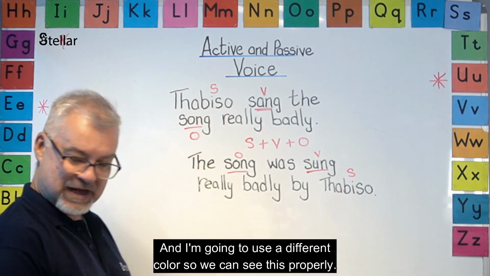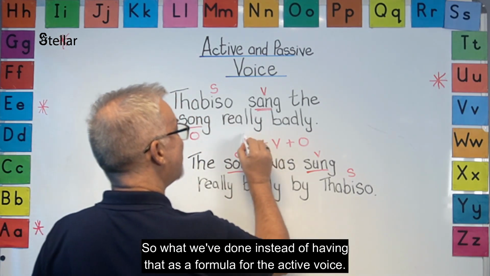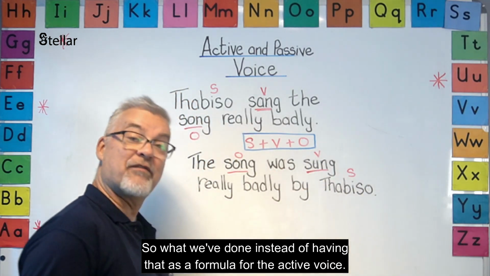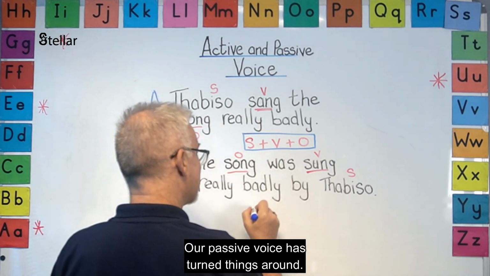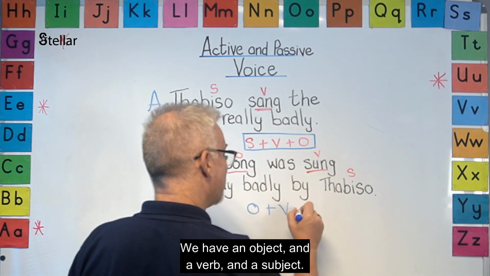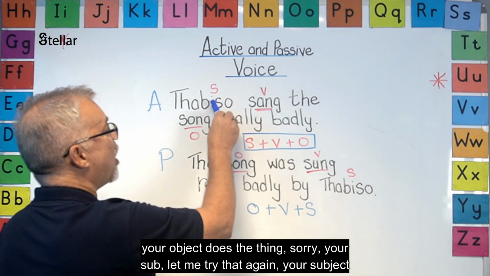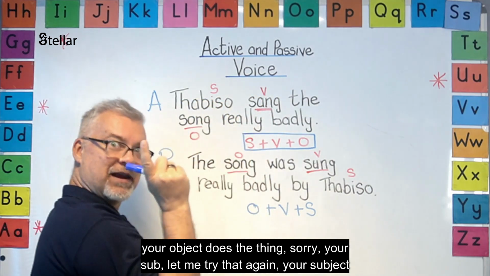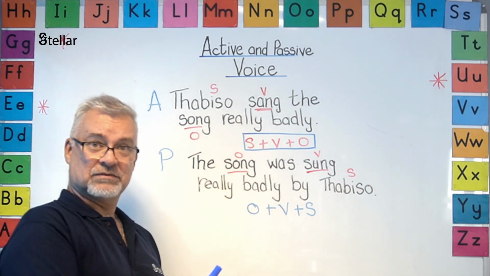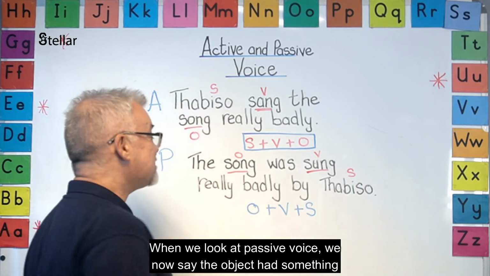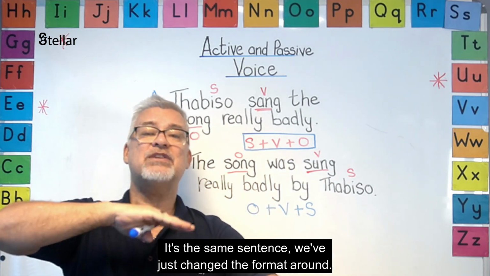What do you notice? And I'm going to use a different color so we can see this properly. So what we've done, instead of having that as a formula for the active voice, let's put a big A there, our passive voice has turned things around. We have an object and a verb and a subject. Now if you really want to make it very, very simple and easy to understand, your subject does the thing to the object, all right? Tabiso sang the song. When we look at passive voice, we now say the object had something done to them by the subject. It's the same sentence, we've just changed the format around.